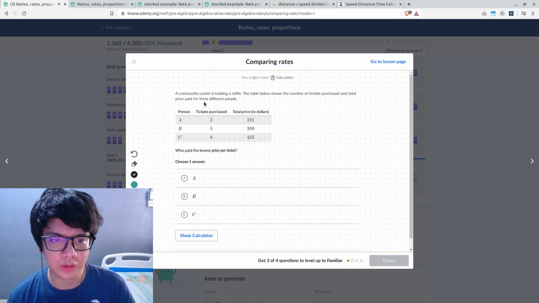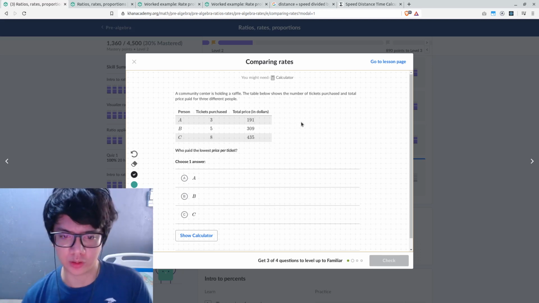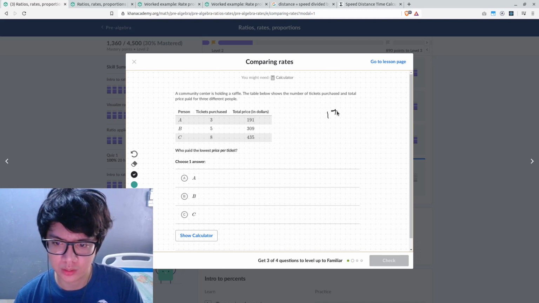A community center is holding a raffle. The table below shows the number of tickets purchased and total price paid for 3 different people. Who paid the lowest per ticket? Oh my god, I hate that I have to do this every time.